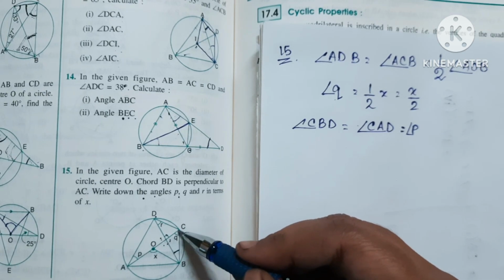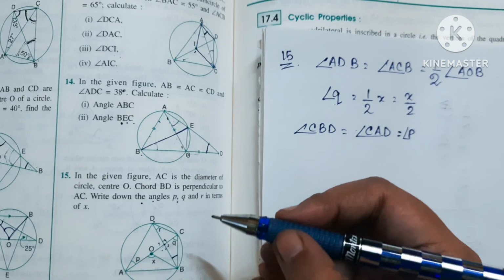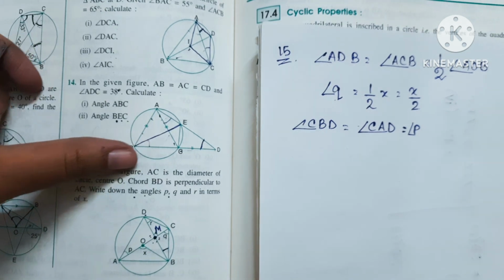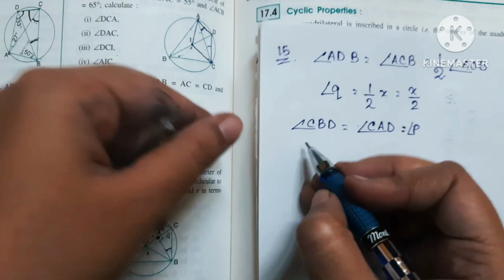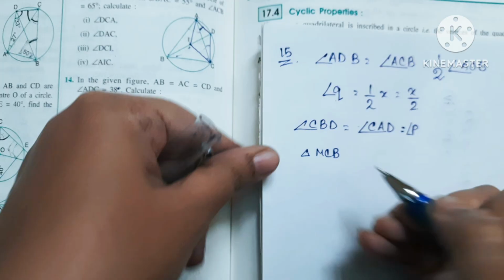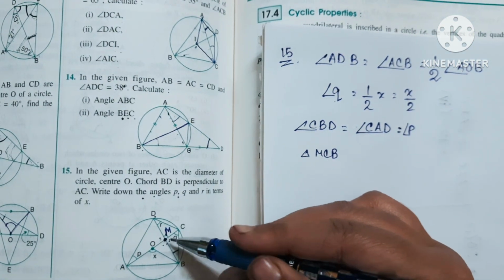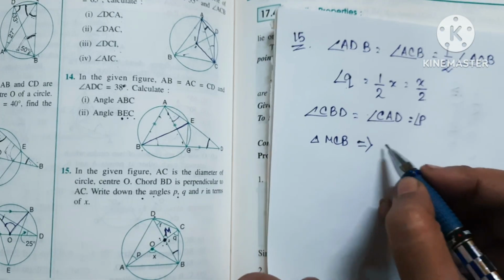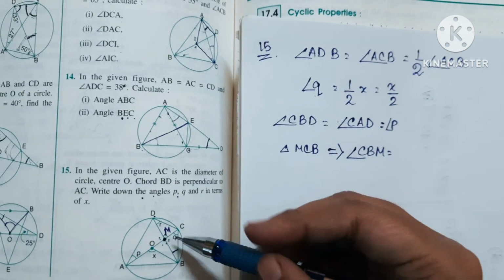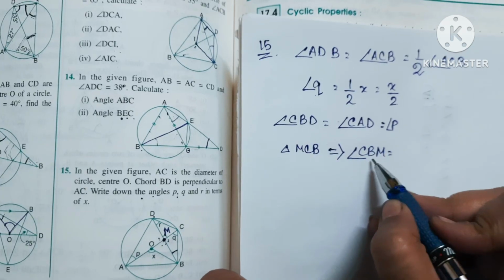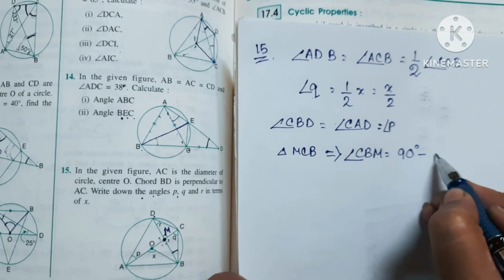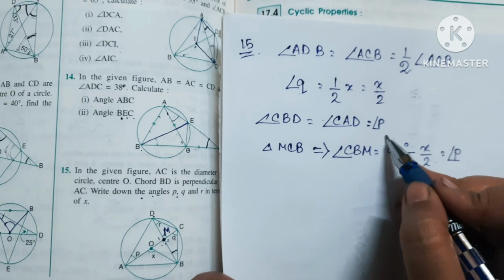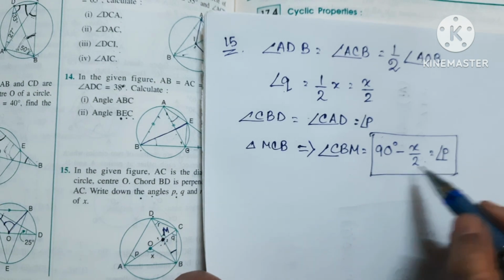This is 90 degrees. In case of this triangle, you can rename this intersection as M. Okay. So in triangle MCB, that is a right triangle, where M is the perpendicular, CMB is 90 degrees. So the sum of these two angles will be 90 degrees. So angle CBM equals 90 minus Q, that is, 90 minus X by 2. So this is equal to angle P. So this is the representation of angle P in terms of x.